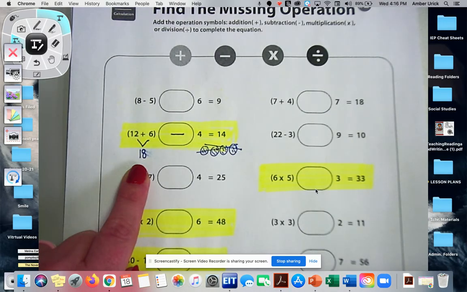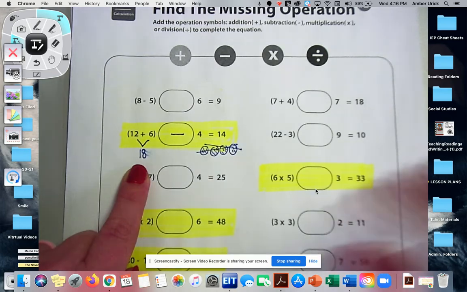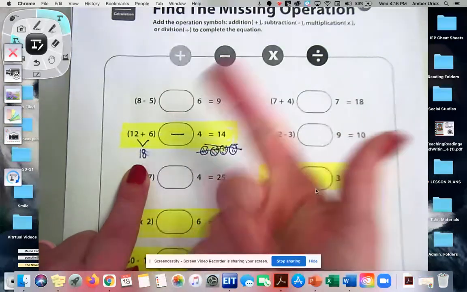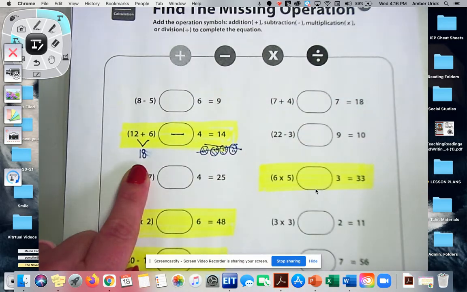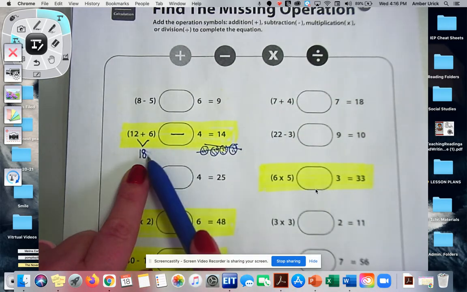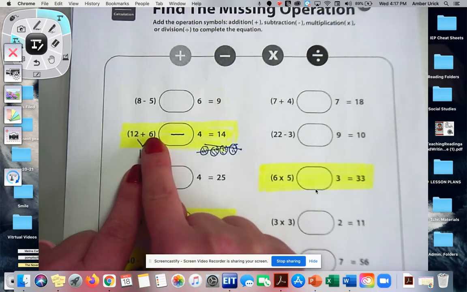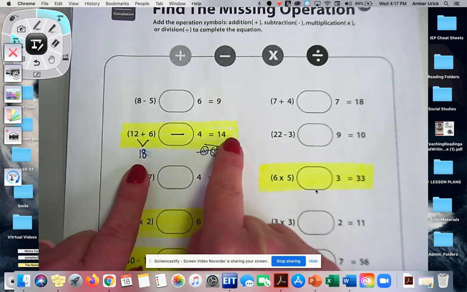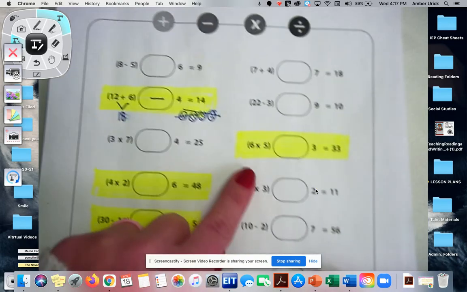So let's double check. 18 minus 4. That is 17, 16, 15, 14. Were we correct? We were. So 18 minus 4 gives me 14. But also, if I go back to the original number sentence, 12 plus 6 minus 4 gives me 14. Nice work.